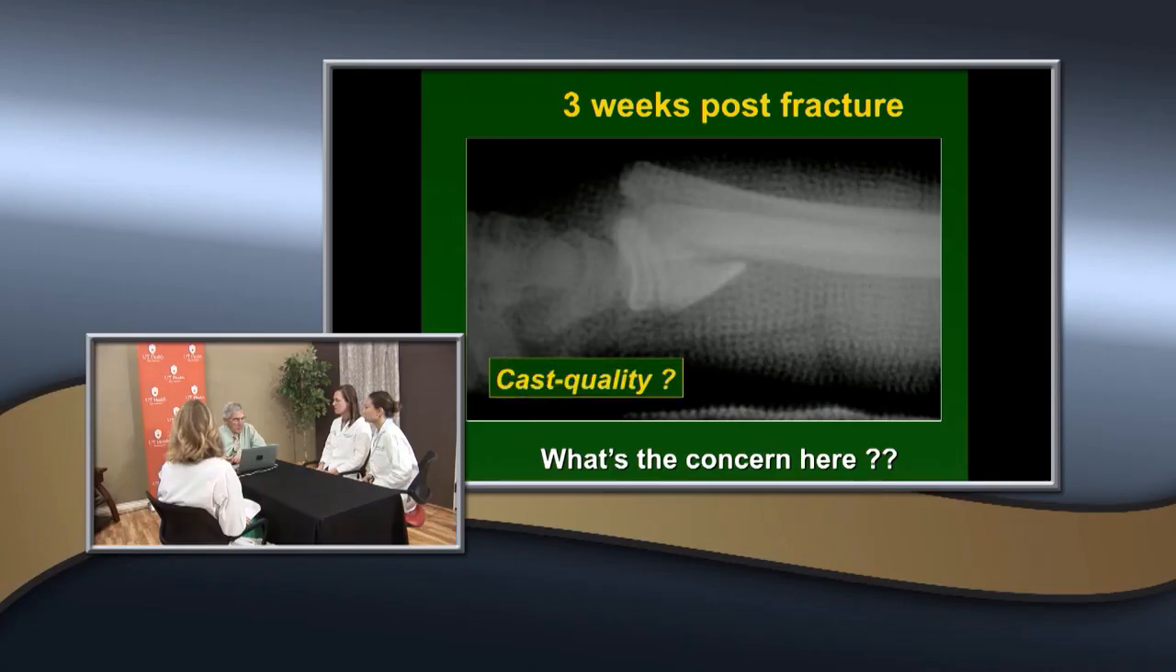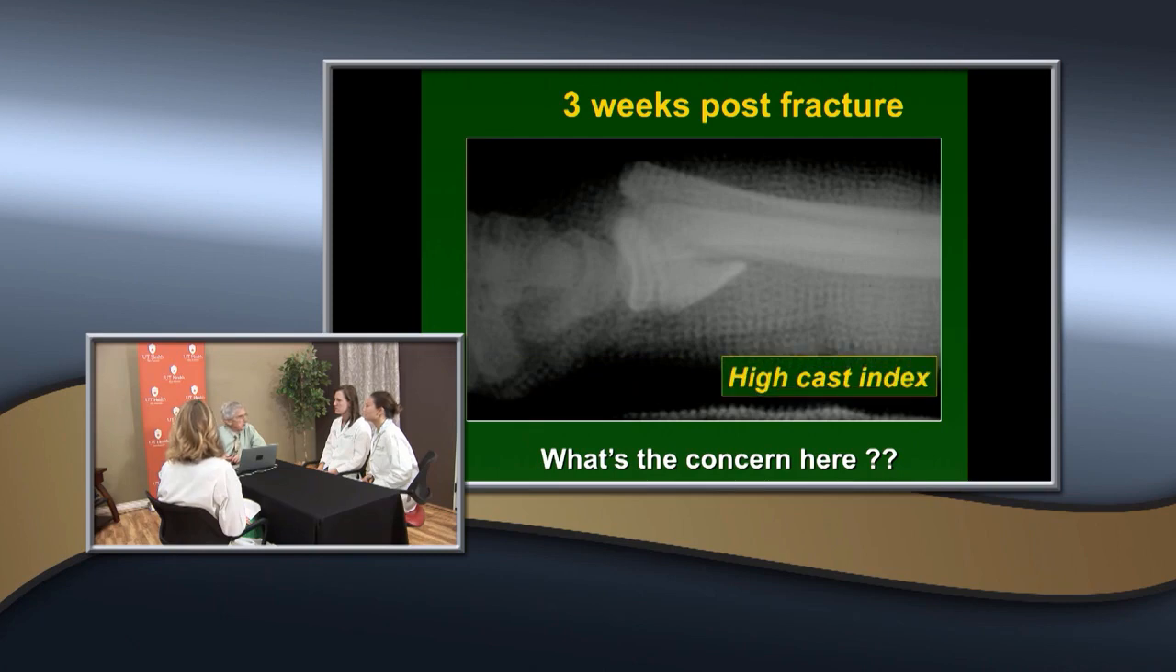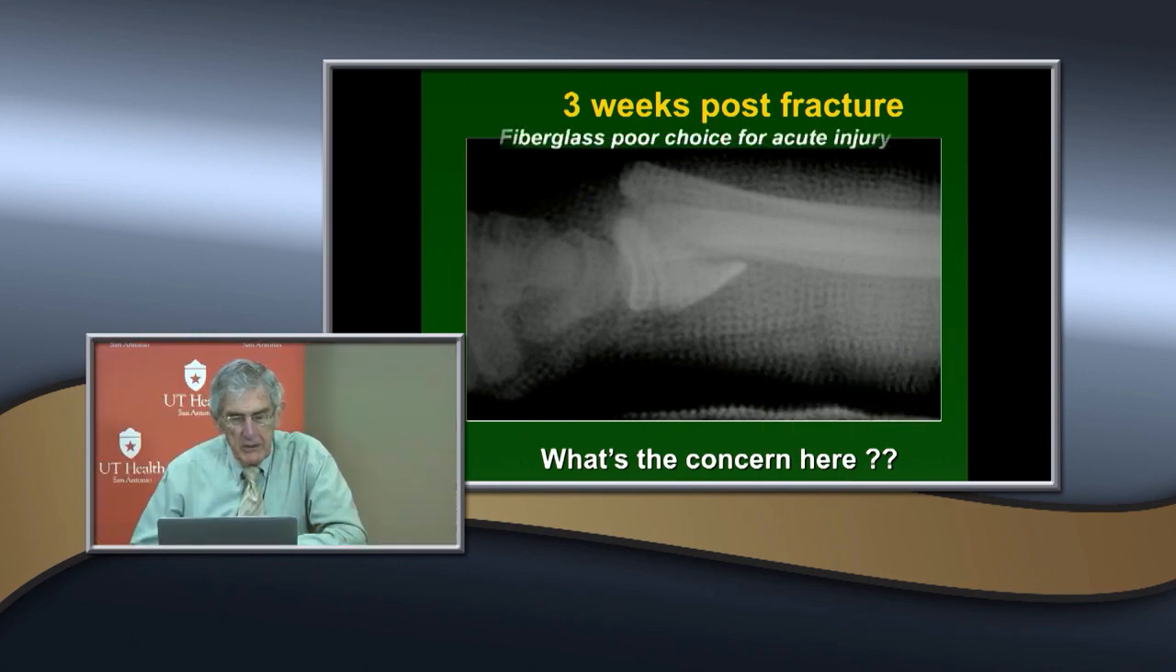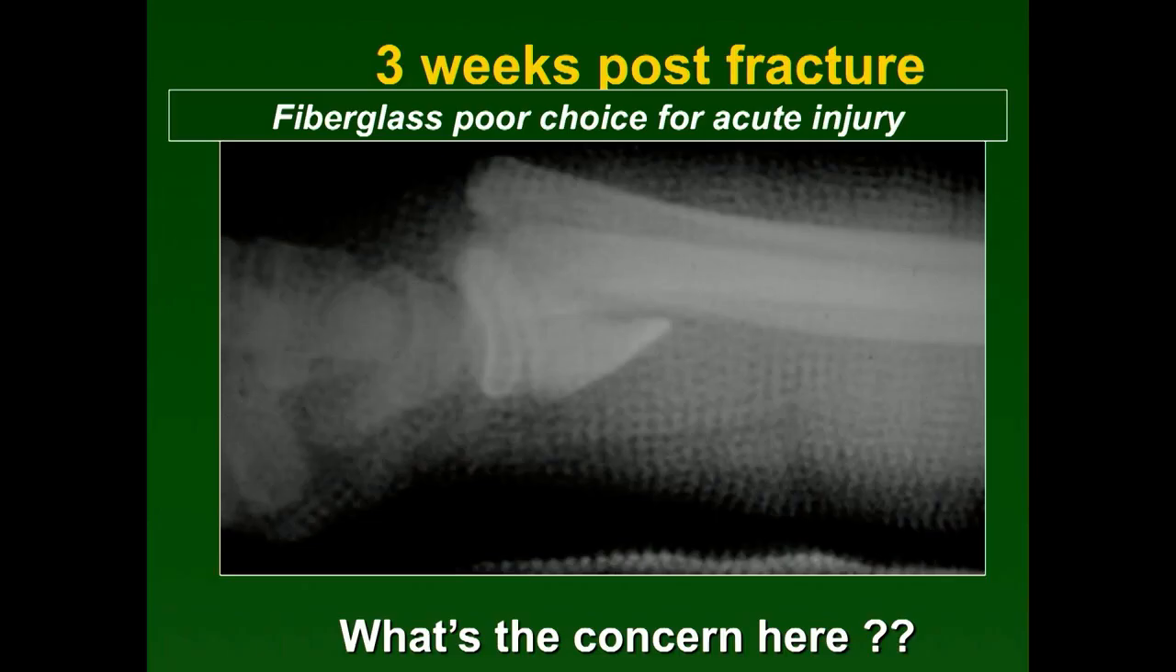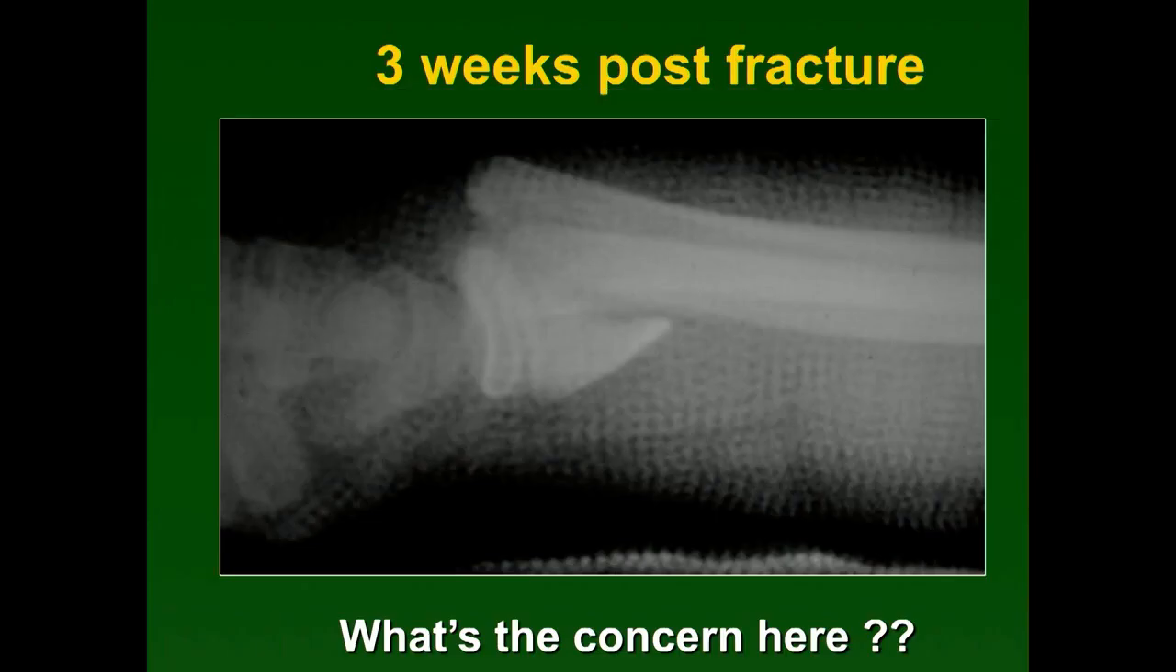Well, one was, what's the cast quality? It has a high cast index. That's one thing. And he wasn't dorsiflexed. And you really can't hold him very well. And the other thing is that he used fiberglass. Now, there's controversy. Some people use only fiberglass. But it's my opinion that if you want something to really mold, you need to put plaster, then you can cover it with fiberglass.